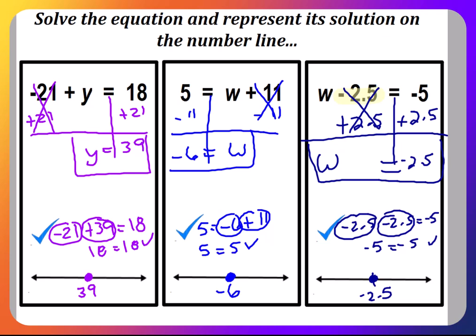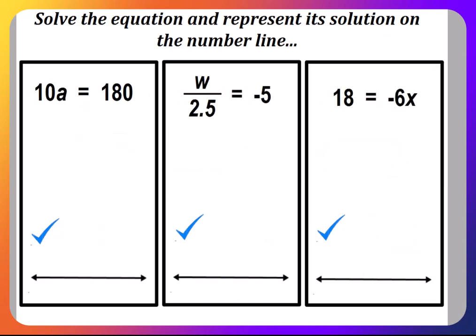Okay, now let's talk about multiplication and division. You're still doing the same steps, except the inverse operation is not going to be adding or subtracting. It's going to be multiplying or dividing. So first step, still draw your line under the equal sign. Identify the side that your variable is on. Our variable is a, it's on the left side. Now what is the operation?